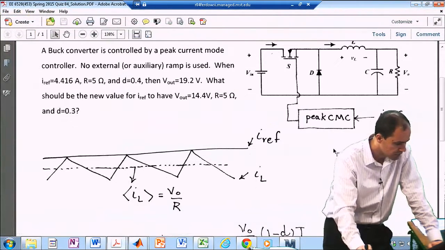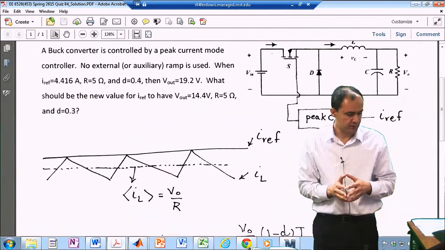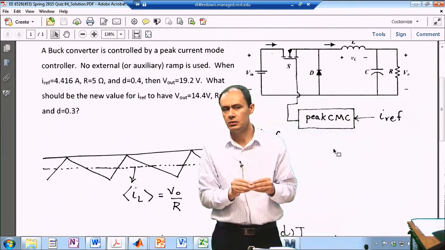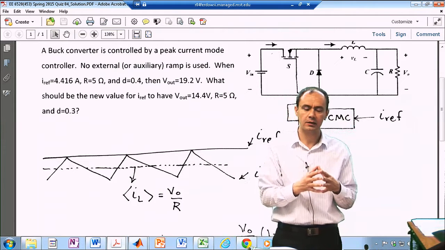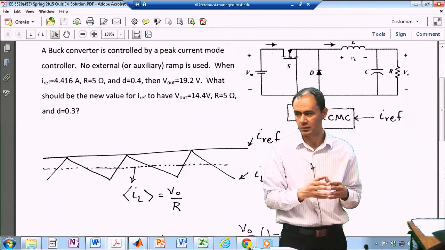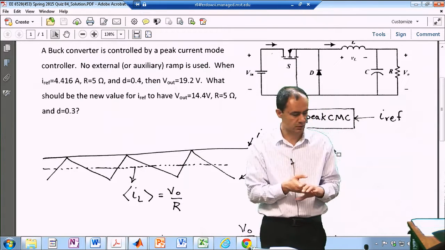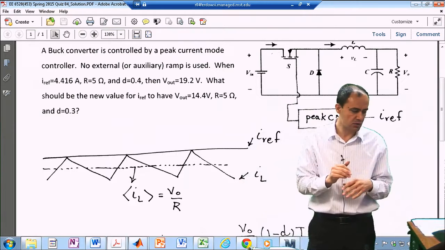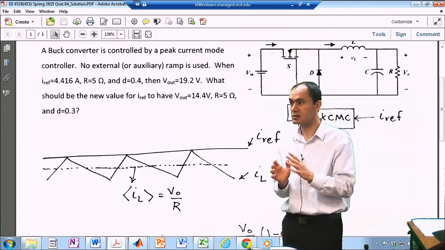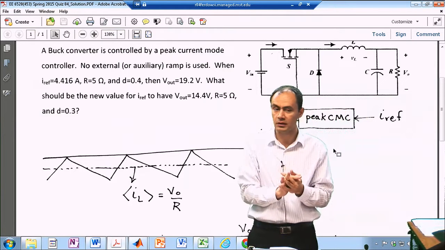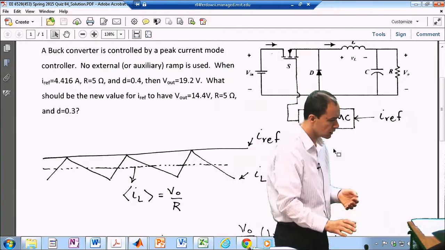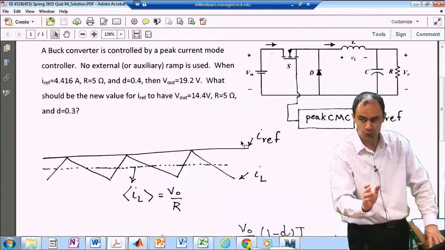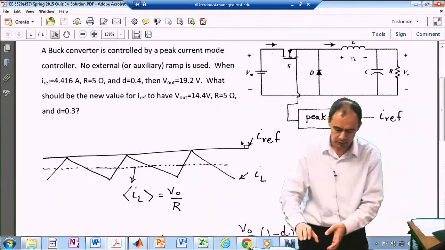So a lot of you guys assume that IREF and IL are the same. Now that assumption is used when you're trying to develop a small signal model, an approximate small signal model. When details of numbers are provided that IREF is this much and Vout is this much and load resistance is this much, you have to be careful about the assumptions that you make. So IREF is a flat line of 4.416 amperes.